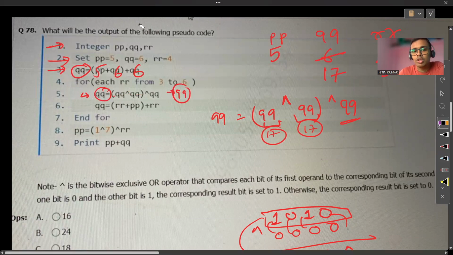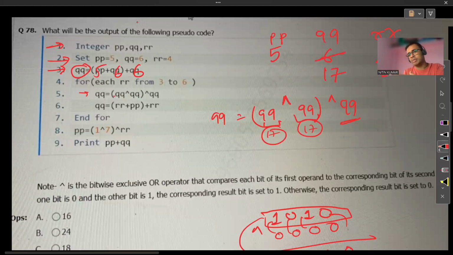This trick is to save your time, because if you don't know it, you will get the binary of that number, take the XOR, and then get the value into QQ, which will eventually be the same value, QQ equal to QQ, but that will take you time. And one thing I would like to tell you: time is the most important thing in your examination. If you are solving a problem but lose 5 or 10 minutes, you eventually lose some other problem which you could have solved if you had saved the time on this one.